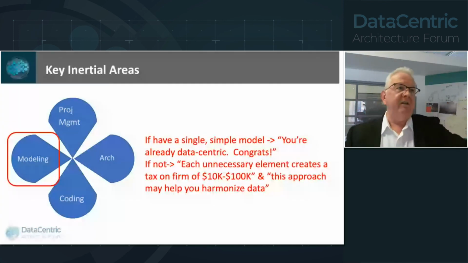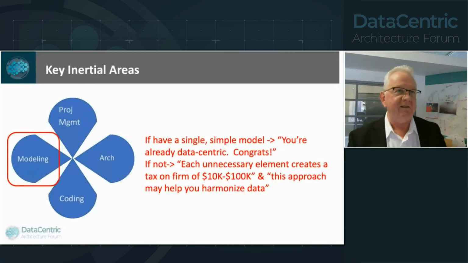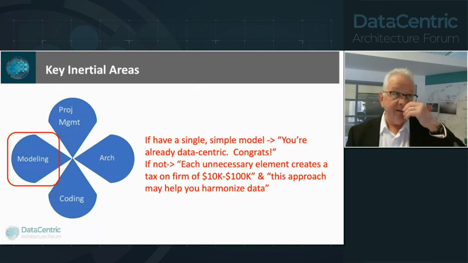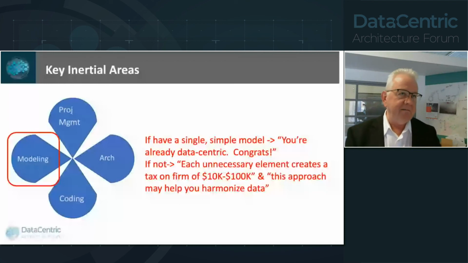That's your job. Over there on the modeling side, if they have a single simple model, okay, great, you're already data-centric, it doesn't matter. If you're not in a flexible technology, we'll help you get there, but if you're already there, let's just go. But if not, again, the burning platform is things like every single time you add another attribute to your environment, to your datascape, you're putting a tax on the firm, somewhere between $10,000 and $100,000 per element. I've done the math and can help you guys with that if you need it. Most people, once you tell them a number, they believe it. But I do have some math behind it, and this may help.